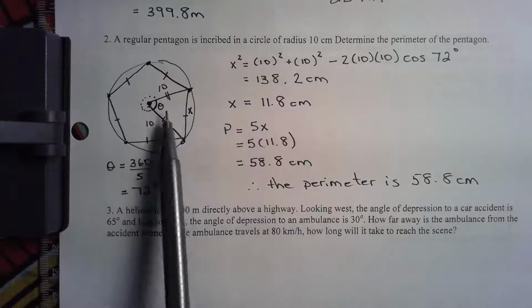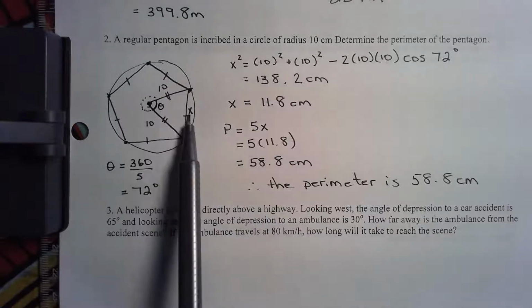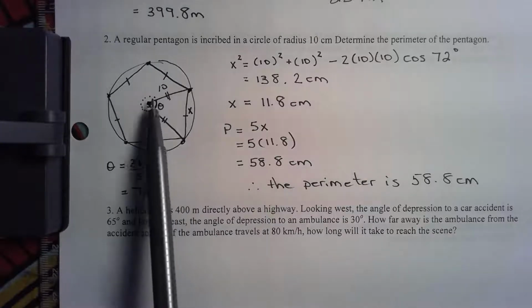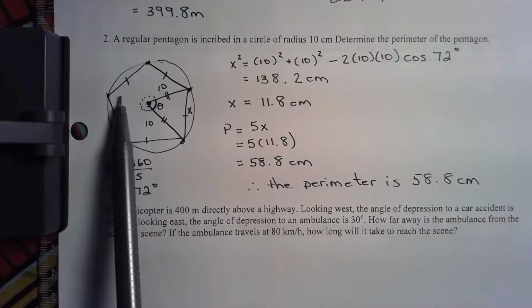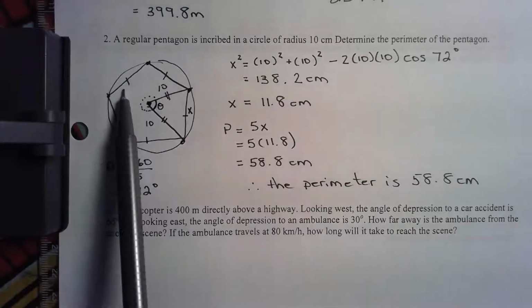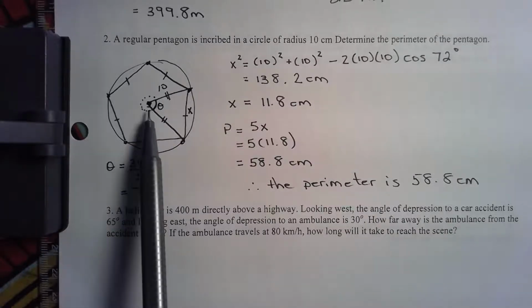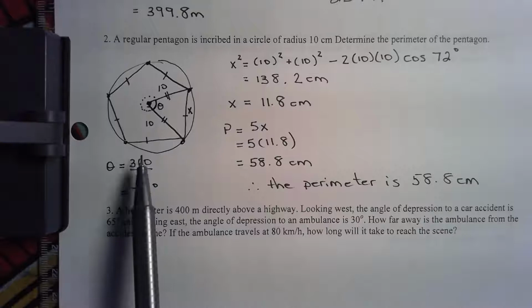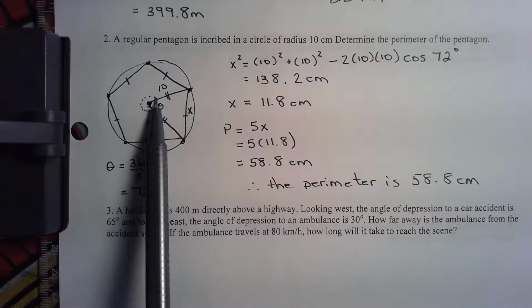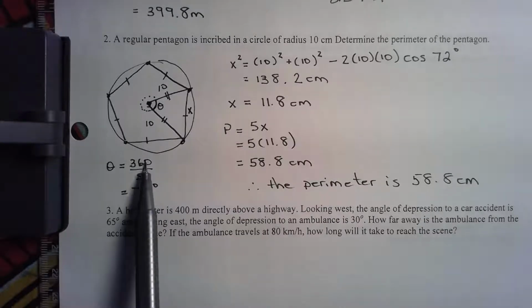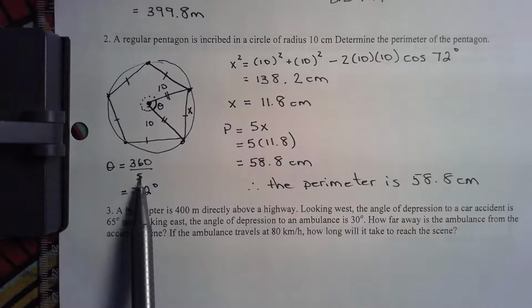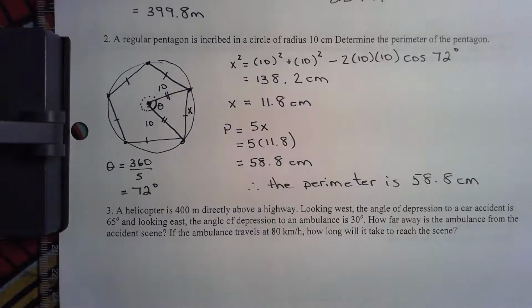So the last thing we need to know is we've got two sides and we're trying to find this one. So can we figure out this angle? Well, we know that there would be 5 of these triangles inside our pentagon, and each of these angles would be the same. And so we take what would be a circle at 360 degrees, we divide it by the 5 triangles, and we find out that each of those angles would be 72 degrees.